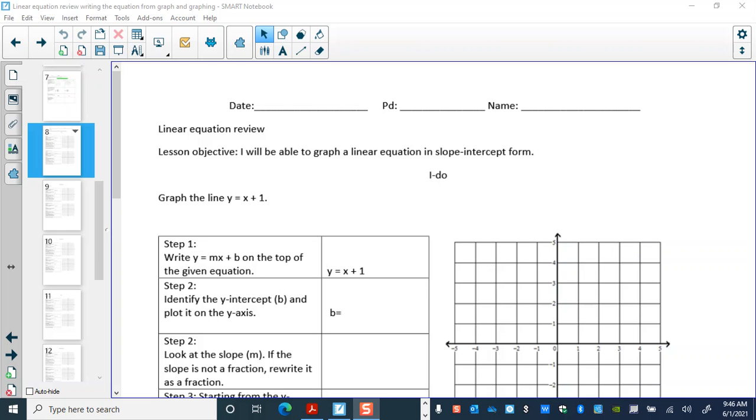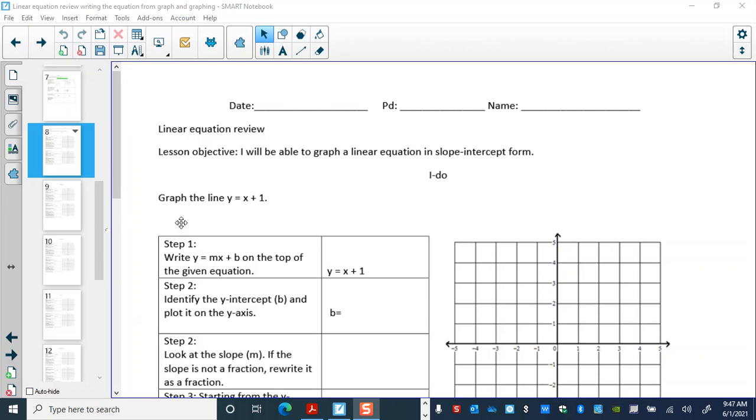In this video, we are going to go over how to graph a linear equation when you are given the equation of a line in slope-intercept form. So first question, graph the line y equals x plus 1.